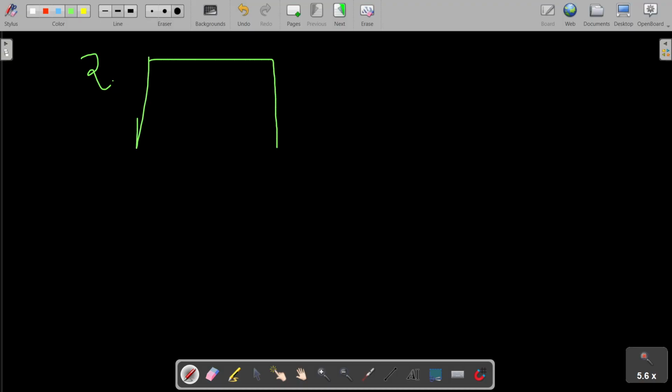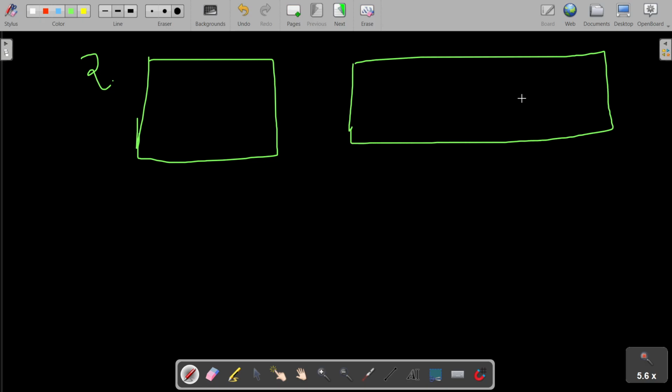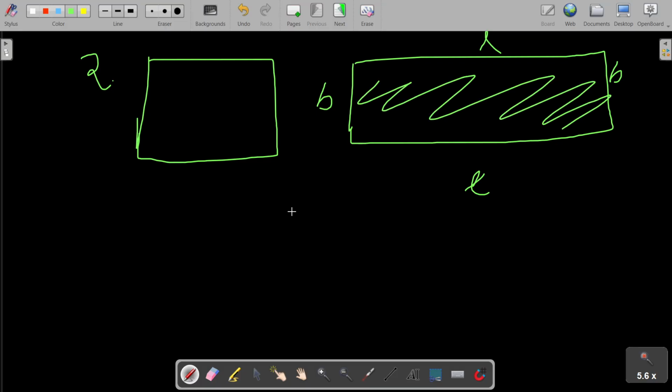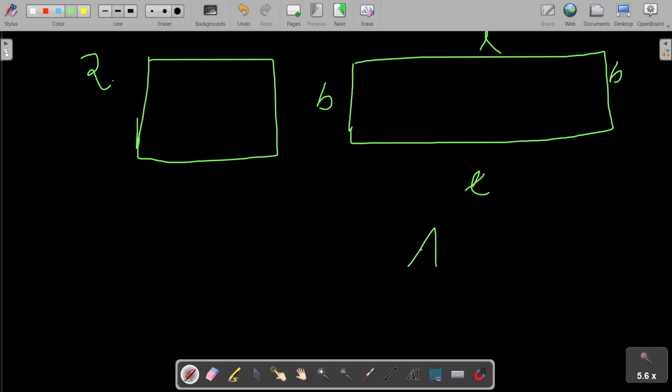So in the second shape, we have a square and a rectangle. Let me talk about the rectangle also. Okay, this right here is a rectangle, and let's call this the length of the rectangle, and this is the width, or we can say breadth, of the rectangle. If we were to calculate the area of this rectangle, basically area is length times breadth.